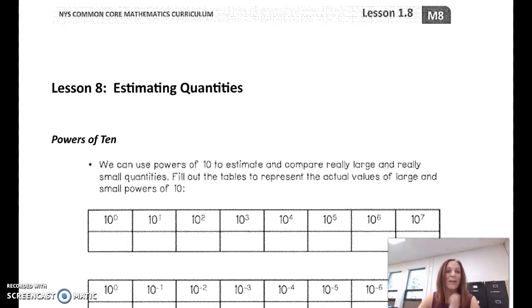All right, lesson 1.8 is on estimating quantities. So we're going to start using powers of 10. And today, which is going to lead us into scientific notation, we're going to really focus on estimating, doing some rounding so we can get the size of some things by powers of 10. So let's talk about the powers of 10.